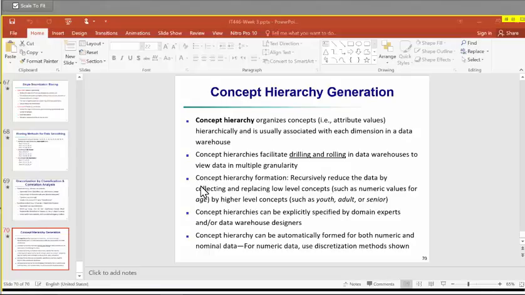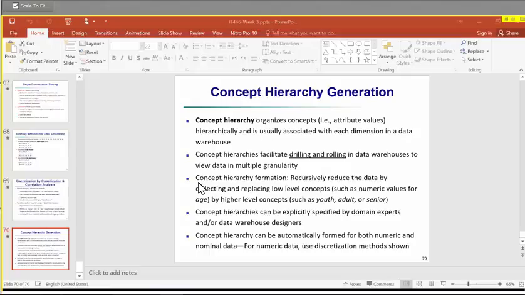Now the concept hierarchy is done by recursively reducing the data by collecting and replacing low-level concepts, such as numeric values for age, by higher level concepts such as youth, adult, and senior. Okay, so you will remove the low level concepts and just give the higher level concept. You will remove the values and give it a concept. That is a very easy thing. For example, if you have age of 8, you will say youth. You have age of 9, it is still youth. So data and the problem is much reduced by including the concept hierarchy.